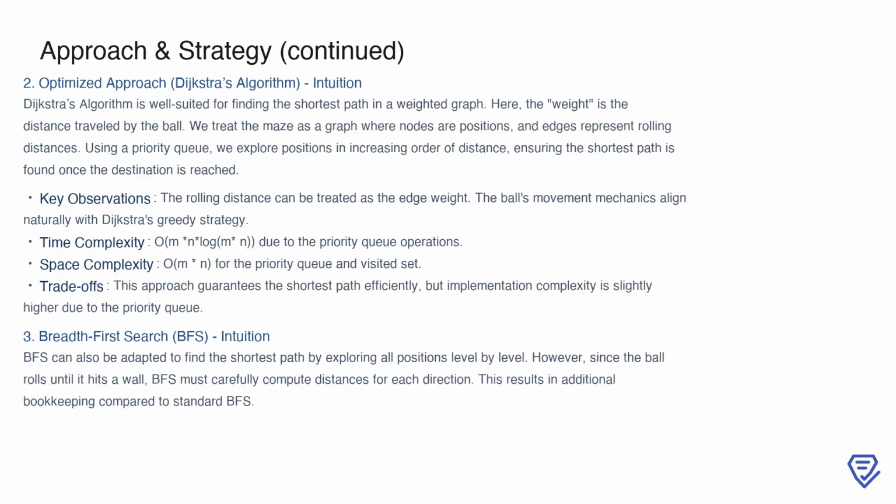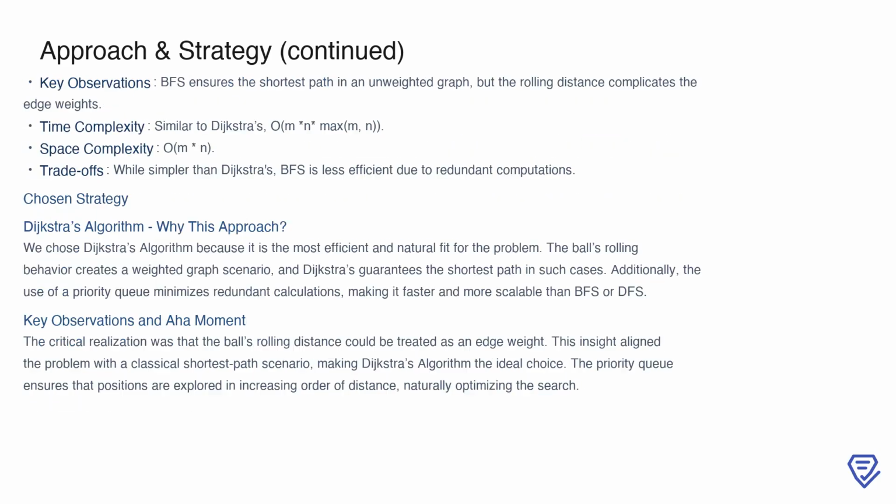Another option we might consider is breadth-first search, or BFS. Like Dijkstra's, BFS explores all positions level by level to ensure the shortest path. However, BFS requires additional bookkeeping to handle the ball's rolling mechanics, where distances need to be recalculated for each direction. This makes BFS less straightforward than its typical application in unweighted graphs. While BFS can ensure the shortest path, it is less efficient than Dijkstra's algorithm due to redundant distance calculations.